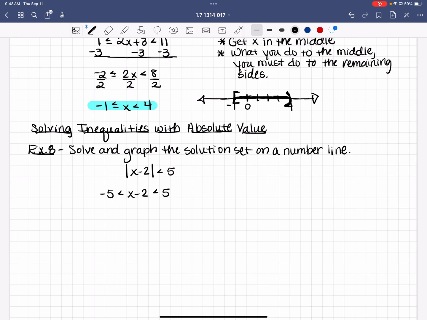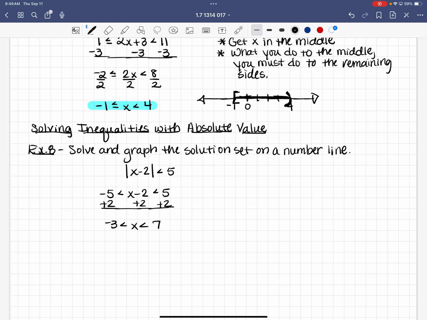Okay? The negative. It's got to fall in between that range, -5 to 5, because everything in there becomes positive. Now we just add the 2. That's when it's less than. Okay, so we got -3 is less than x is less than 7.